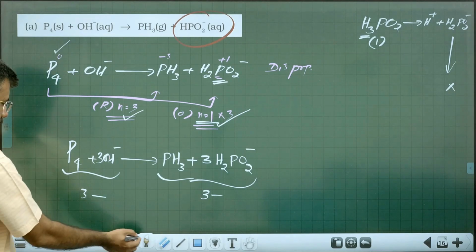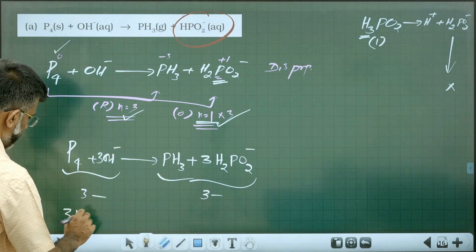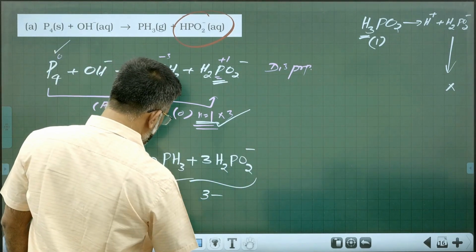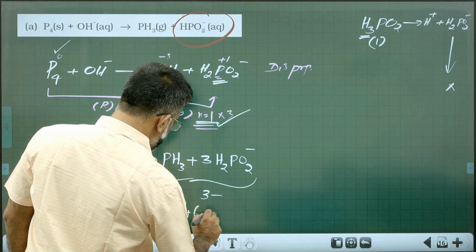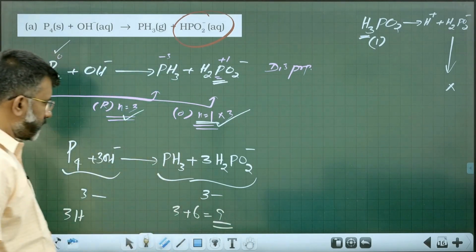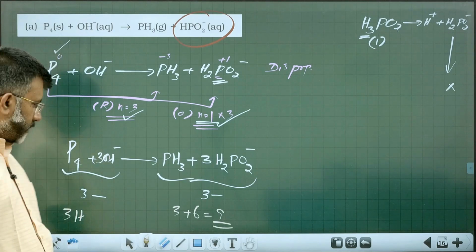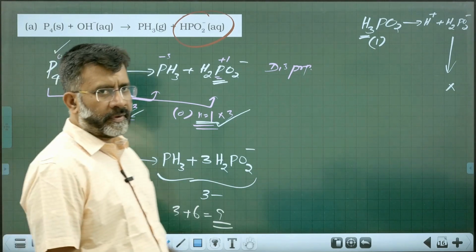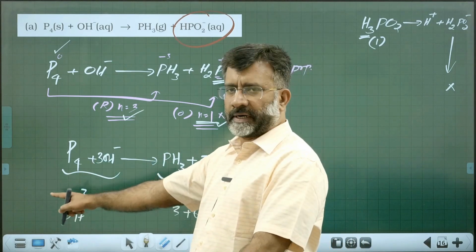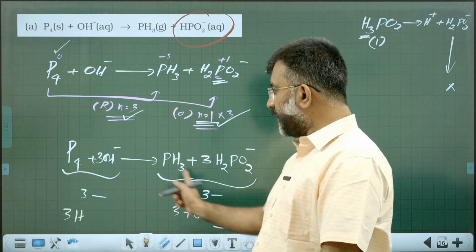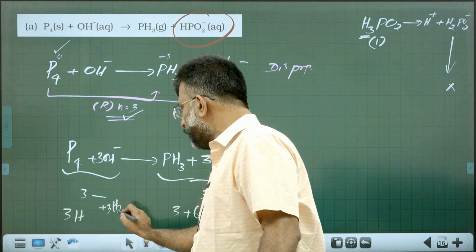On the left hand side, how many hydrogen? We have 3 hydrogen. On the right hand side, we have 3 hydrogen plus 3 into 2, 6, so 9 hydrogen. So 3 hydrogen on the left hand side, 9 hydrogen on the right hand side. That means a difference of 6 hydrogen, a 6 hydrogen deficit on the left hand side. So you can add 3H2O on the left hand side.